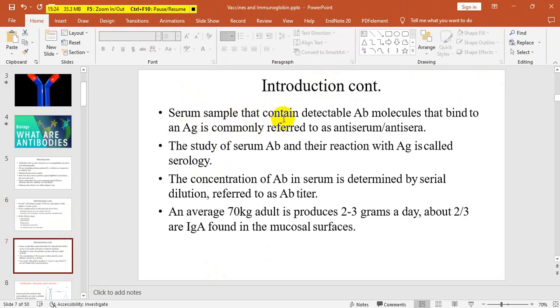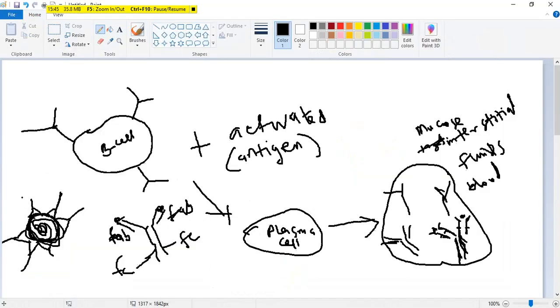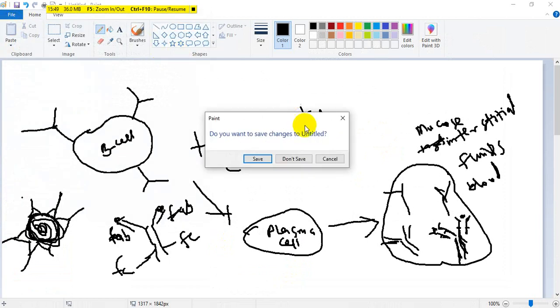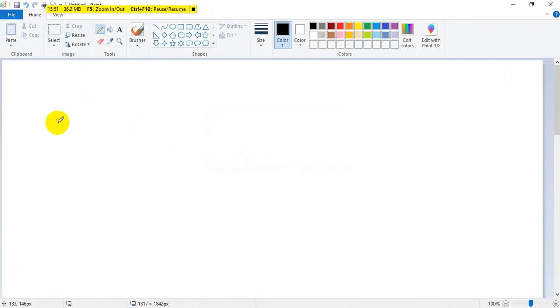A serum sample that contains detectable antibody molecules that bind to an antigen is commonly referred to as antiserum or antisera. When you go to the laboratory and start working, some of your seniors will tell you to process this blood into a serum. So how do you process blood into serum? What happens is that you centrifuge the blood.